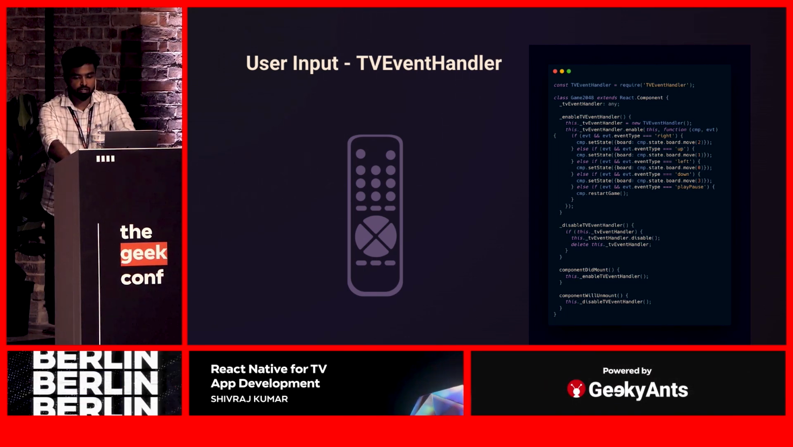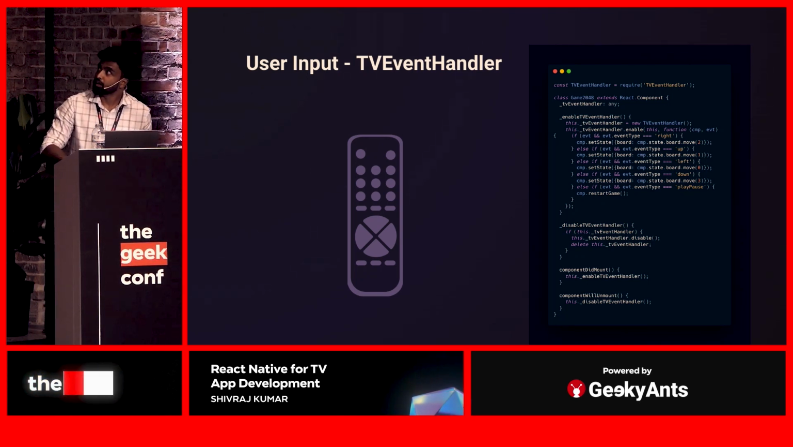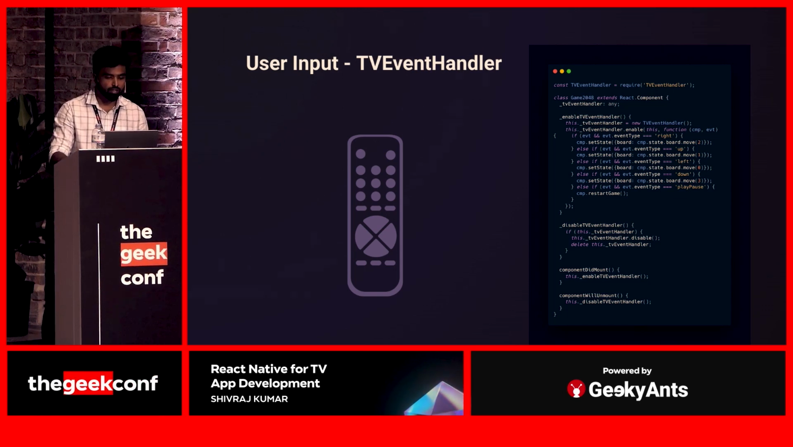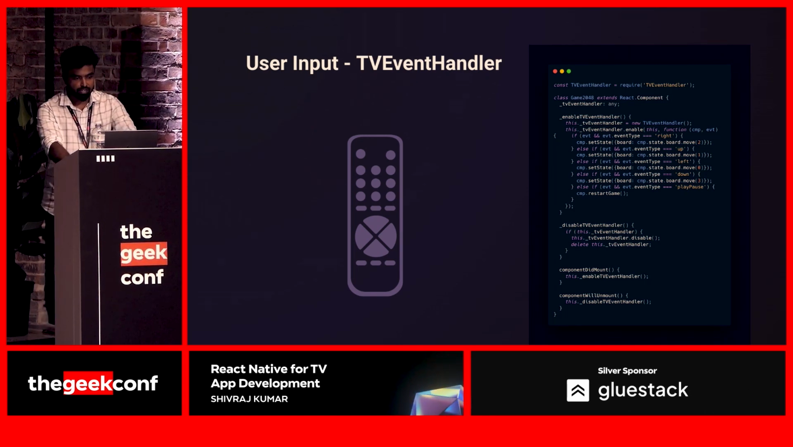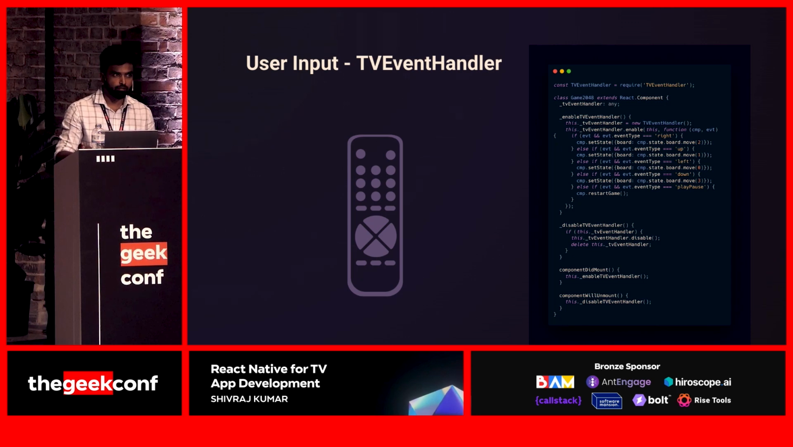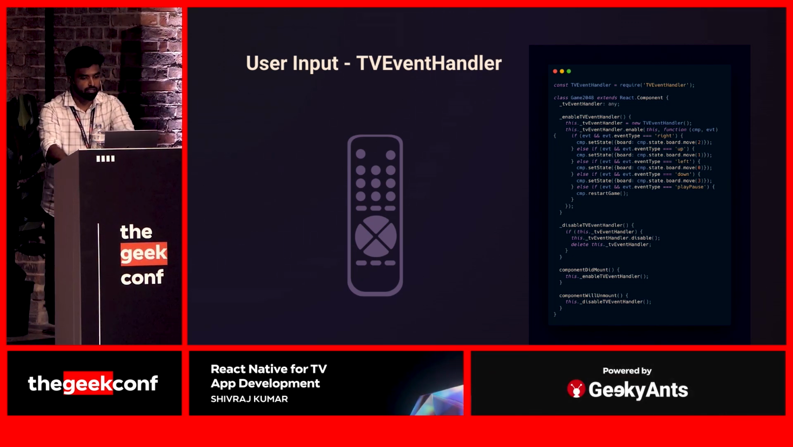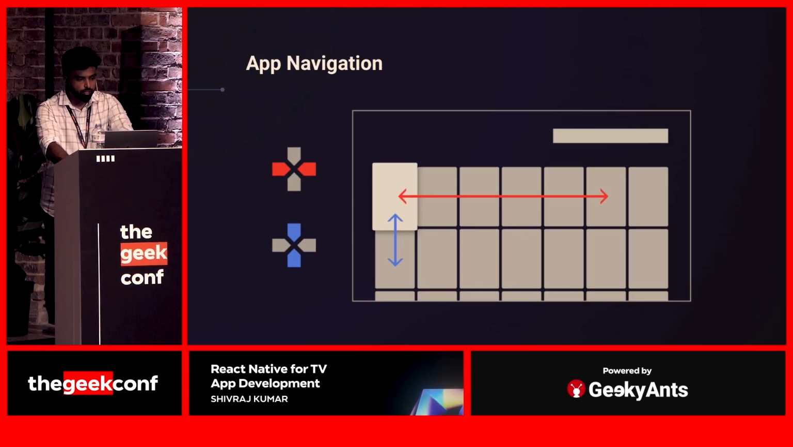That is handled with the TV event handler component. If you see the code here, depending on the event, like left, right, up, down, and even play and pause, the TV event handler component listens to the events that are happening through the remote and handles them depending on how we want to. There's also the BackHandler component, the API that we had for Android earlier, the hardware button. That same API also works with Android TV and Apple TV to handle the menu button or the back button as well. Next, we'll talk about app navigation.